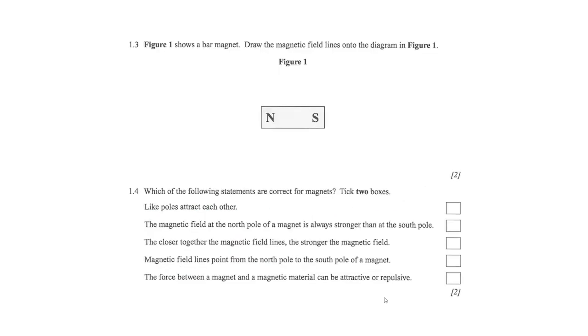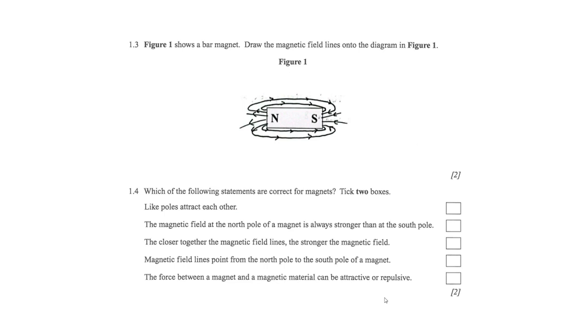Next one, figure 1 shows a bar magnet. Draw the magnetic field lines onto the diagram in figure 1. Again, you don't have to draw too many, but make sure that they're going from north to south. Make sure all your arrows are in the right direction.